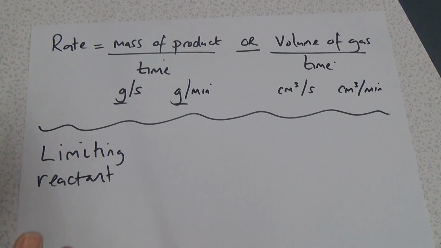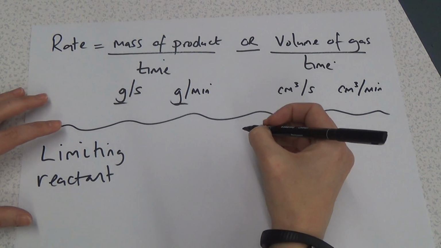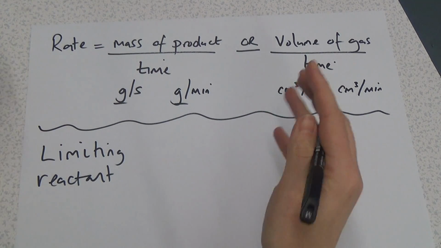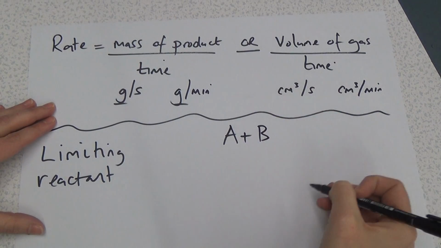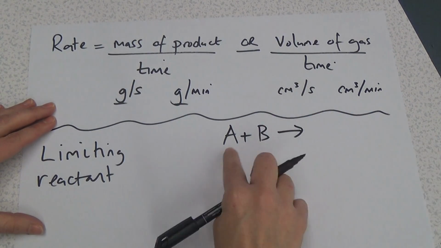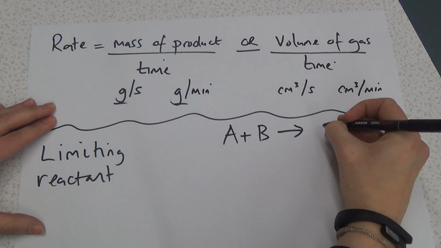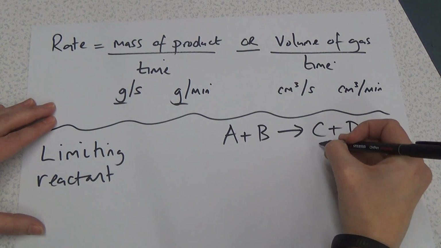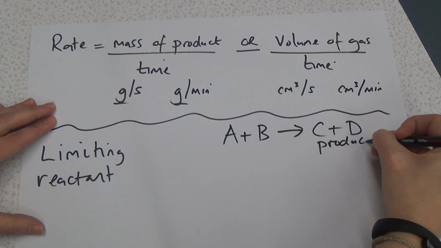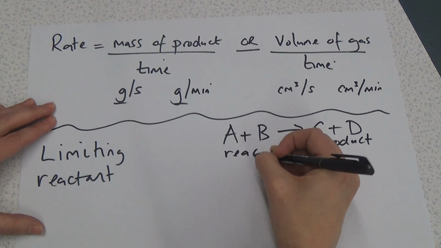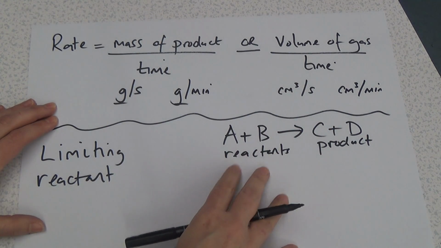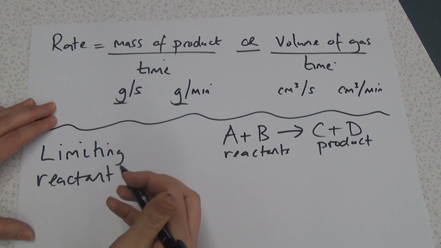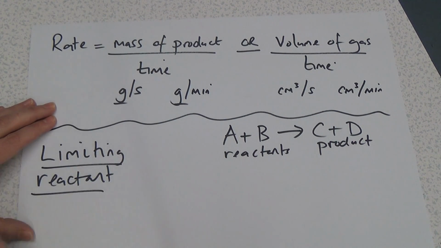Now, all of you will have an idea that during a chemical reaction, you'll usually have, but not in every single case, two reactants, I'll just call A and B, reacting together to produce two or more products. So the products are the things that are made, the reactants are the things that are reacting. Out of these reactants, one of them will be the limiting reactant.